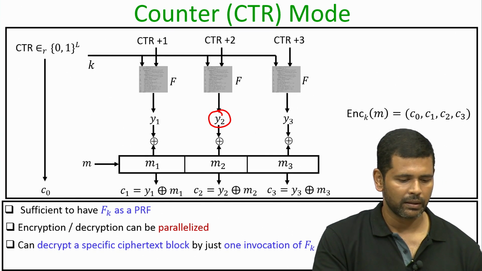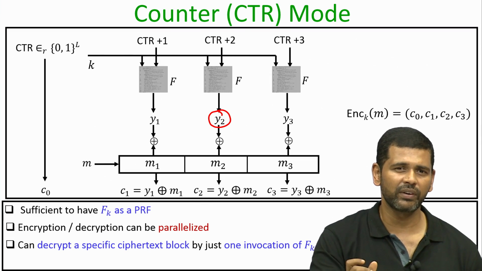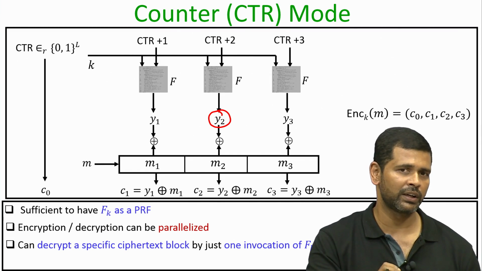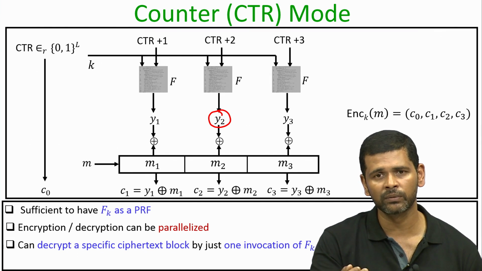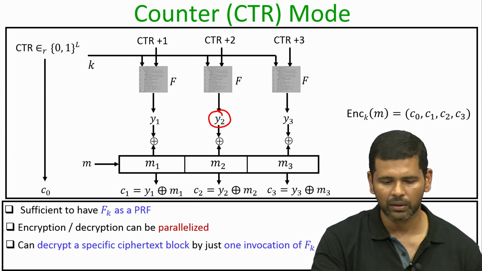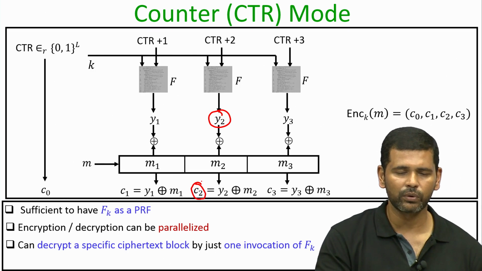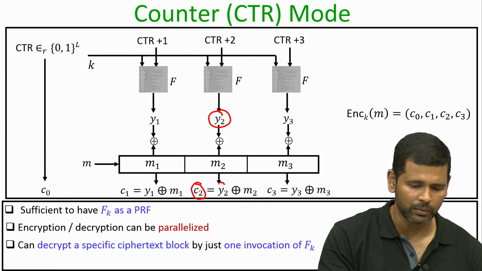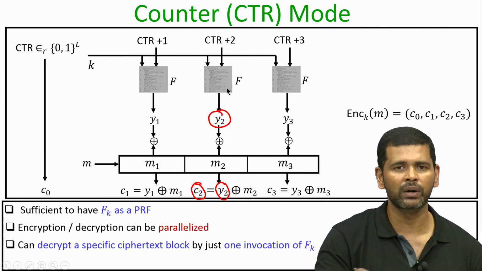More importantly, in the counter mode of operation, if I want to just decrypt a specific ciphertext block and I am not interested in decrypting the other blocks, that is possible, and that too by just one invocation of the underlying keyed function. For instance, if I just want to decrypt C2, what I need is Y2, and Y2 just requires me to invoke the underlying function on the value counter plus 2.